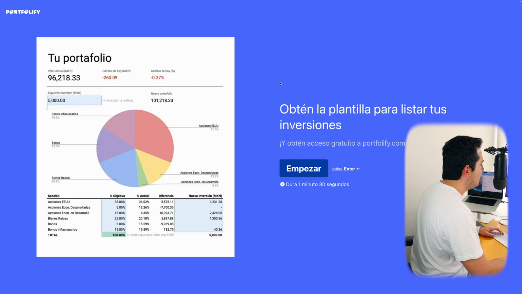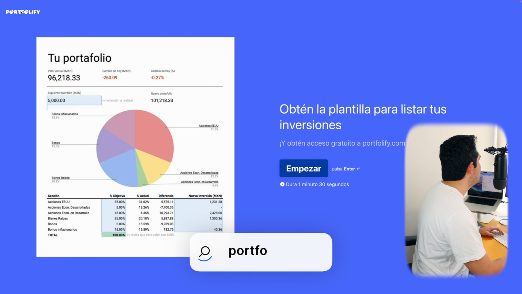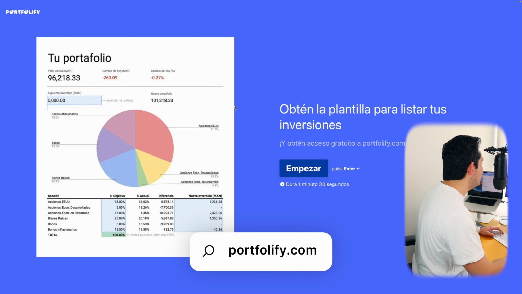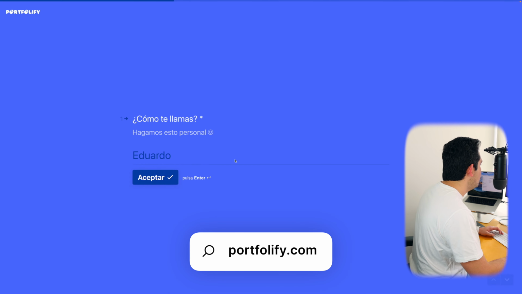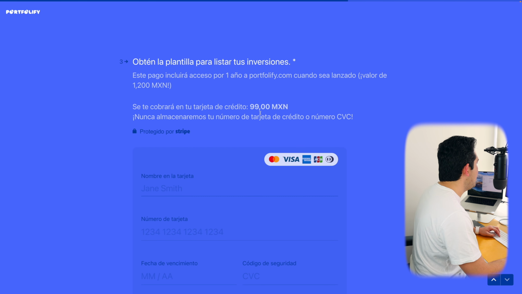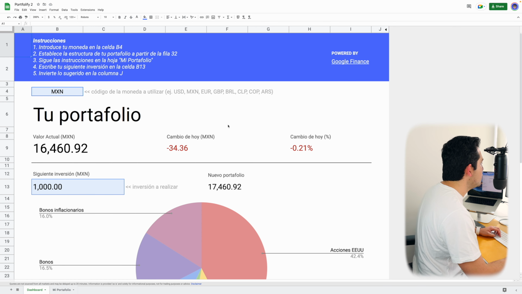But if you start to have more investments, perhaps following the Swensen model, my Portfolify tool could also help. You're going to have to pardon me because it is all in Spanish, but you can actually navigate to Portfolify.com and get my spreadsheet for about $5. All you have to do is enter your name, enter your email, and pay the 99 Mexican pesos, which again is around $5. And I am going to give you access to this Google Sheet spreadsheet.